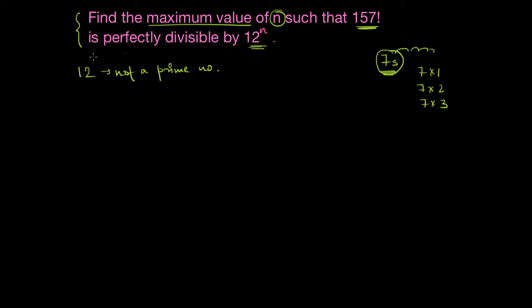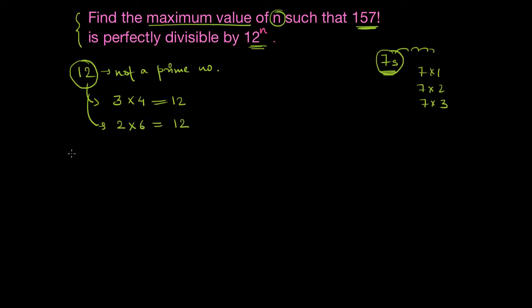But the same case is not at all true for composite numbers, because if I have a 3 and a 4, 3 times 4 will give me 12. Or if I have a 2 and a 6, it will again give me a 12. So we cannot apply the same logic for composite numbers. So what's the method now? What should we do now?